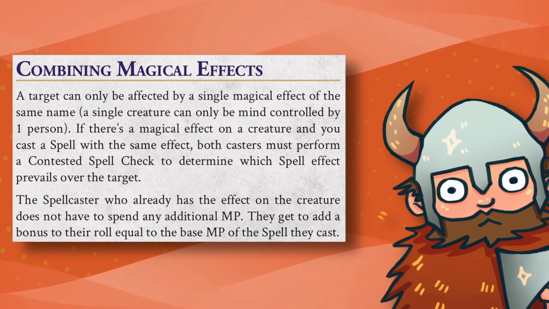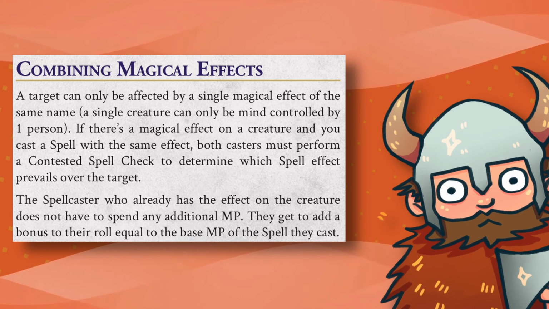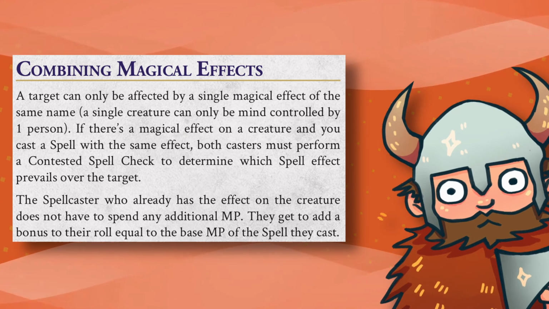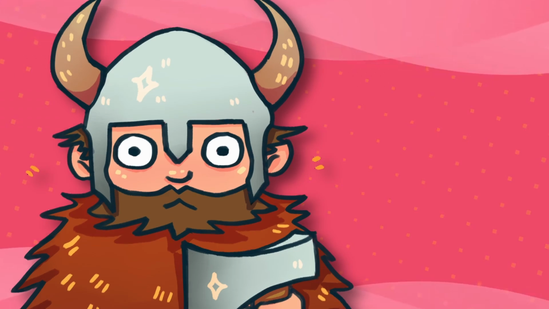And finally, a creature can only be affected by a single magical effect of the same name. For example, if there is a magical effect on a creature, and you try and cast a spell with the same effect, you and the original spellcaster must make a contested spell check to see whose spell prevails over the others. And that's it for today.